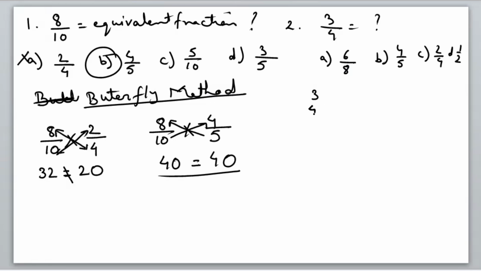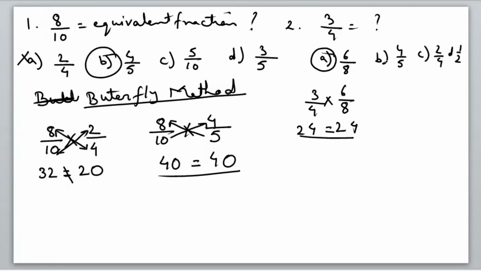We have to first multiply. We'll take the first option, 6 by 8. 3 times 8. You have to always remember, you can't do the straight multiplication. You have to do cross multiplication, like the wings of a butterfly. So 3 multiplied by 8 will be 24. You have to put the equal sign, then let's see if it is equal or not. Here in the first option, we got the answer. 24 is equal to 24. Okay, it means option A is correct.